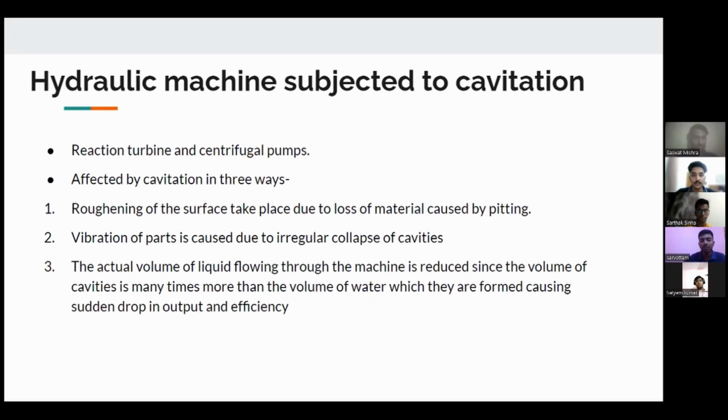When a hydraulic machine is subjected to cavitation, it causes roughening of the surface due to loss of material caused by pitting. Vibration takes place in the turbine, which brings down the overall efficiency of the turbine and leads to a reduction in power production. The actual volume of liquid flowing through the machine is reduced, since the volume of the cavity is many times more than the volume of the water in which they are formed, causing a sudden drop in the output and efficiency. Next slide.